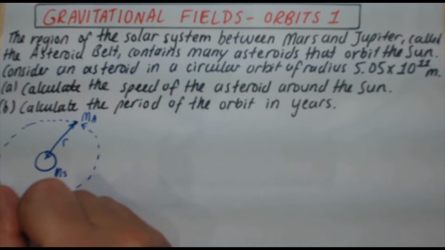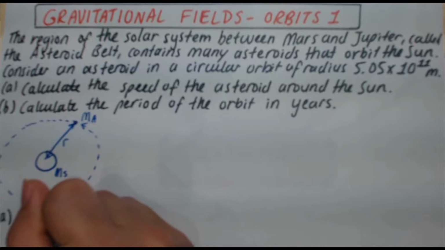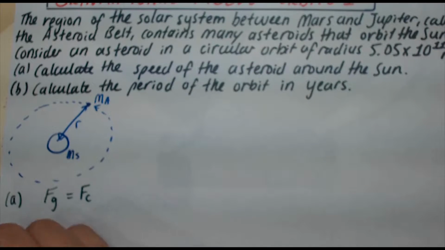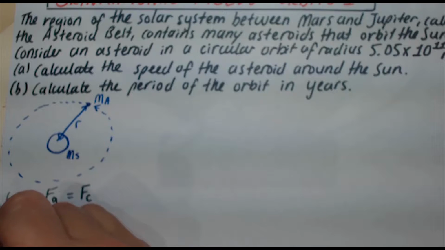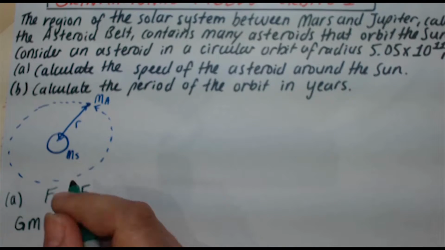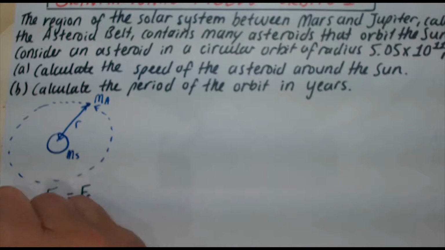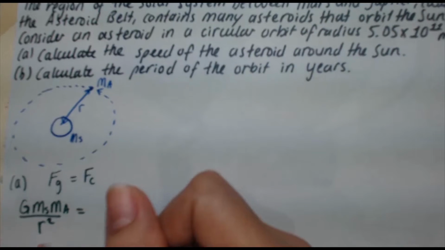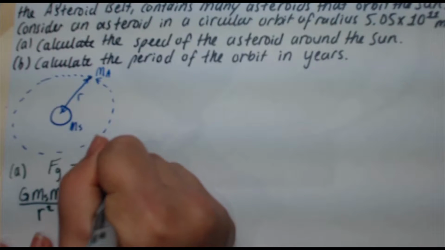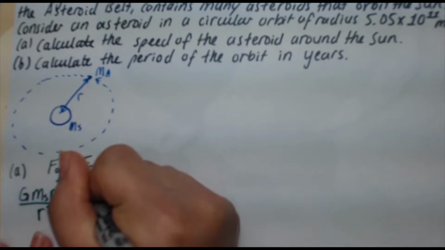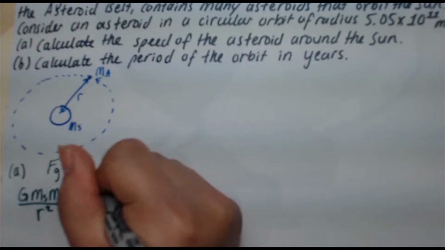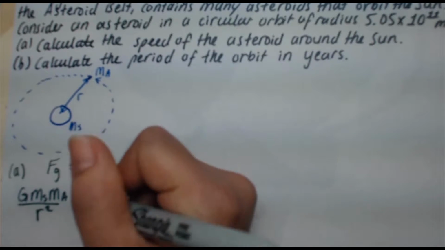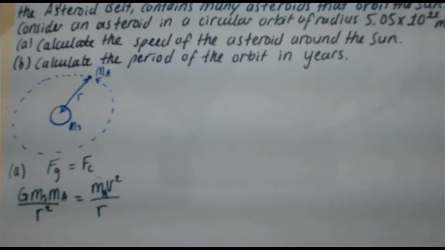What do you know, what's going on? I know that my force of gravity in this case is causing a centripetal force. My force of gravity, the universal equation for gravity, is G, and in this case I've got two masses, mass of the Sun and mass of the asteroid, divided by the distance between them squared. For centripetal force, the formula is mass times speed squared over R. The mass in question here is the mass of the object undergoing the centripetal force, which in this case is MA.